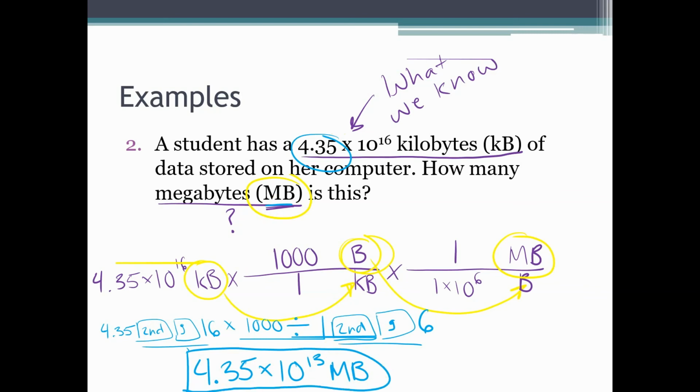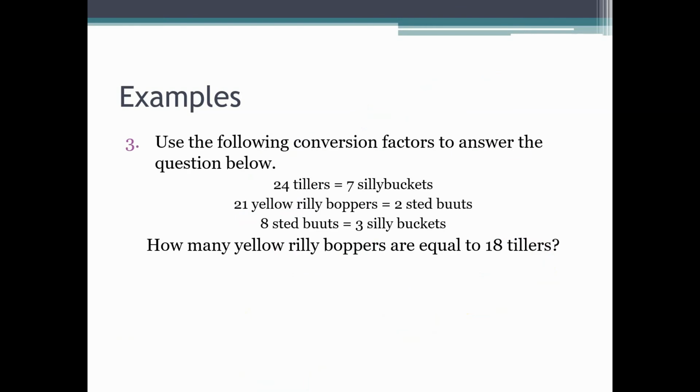All right, so again, you could have just gotten through this by taking some kind of shortcut. Our next problem, you're not going to be able to do that because our next problem is going to convert between tillers and silly buckets and yellow really boppers and stead butts and silly buckets. So we're going to have to follow these steps now. There's just no getting around it.